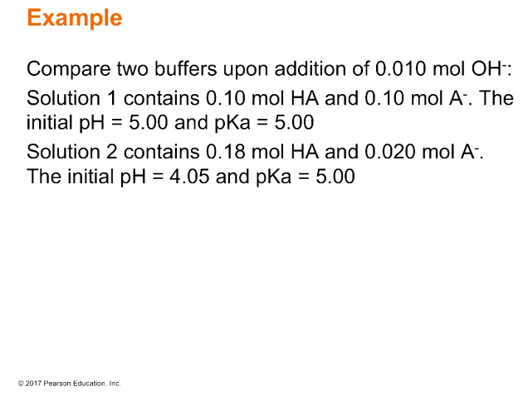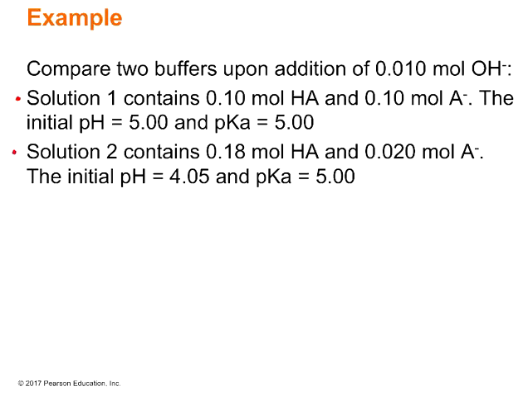So let's actually go over an example. And we're going to compare the effectiveness of two buffers upon addition of 0.01 moles of hydroxide ions, or strong base. So in solution 1, we have equal amounts of acid and base. So we have 0.1 moles of acid and 0.1 moles of base. And then the initial pH of this buffer is 5, and the pKa of the acid is also 5.